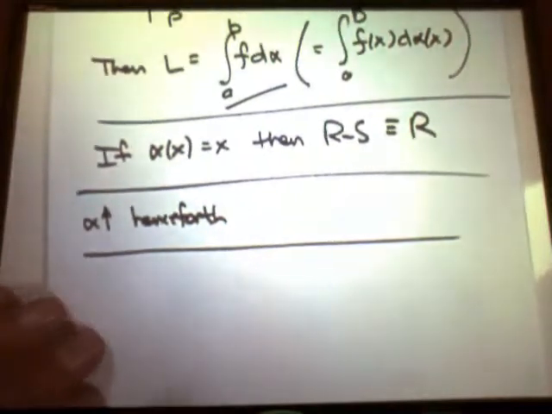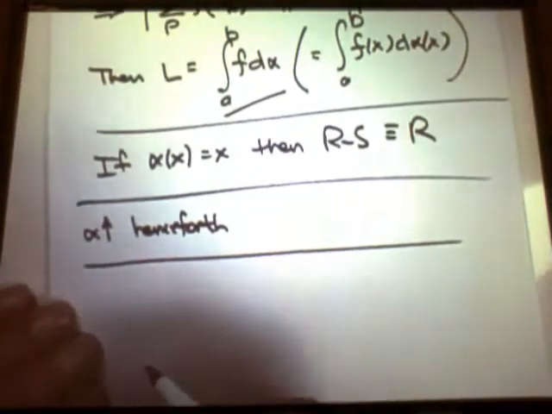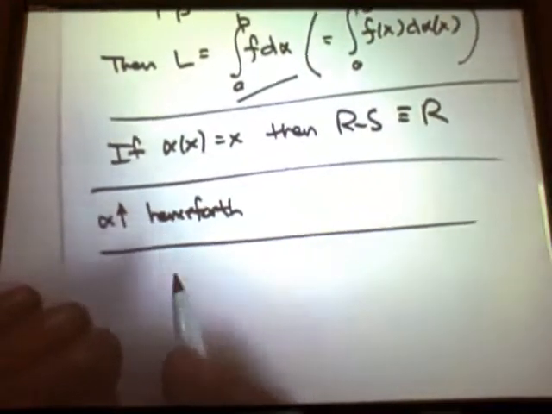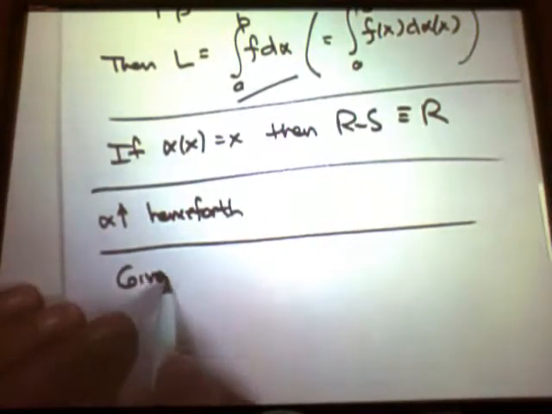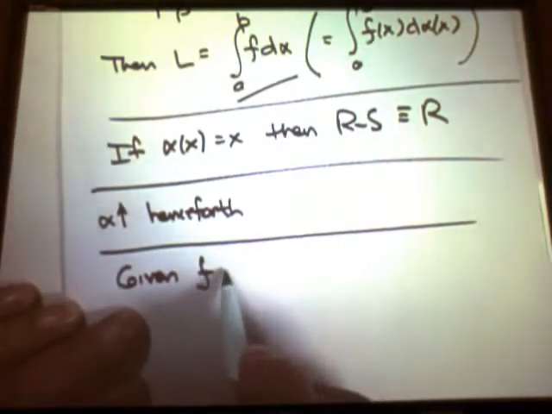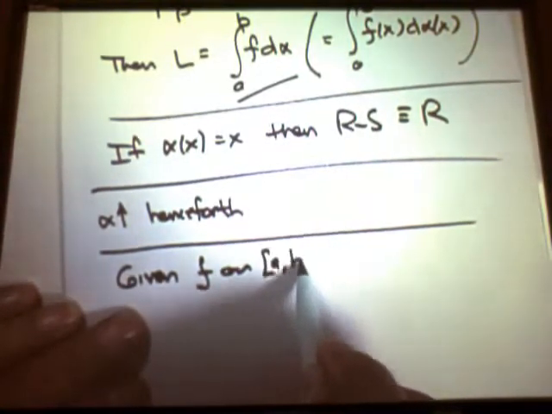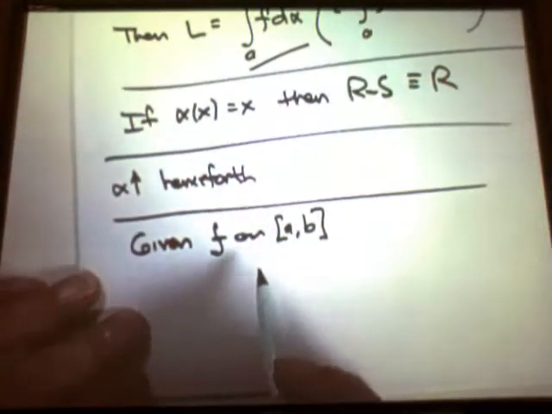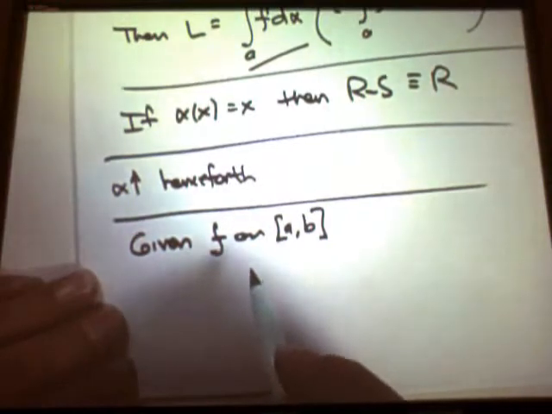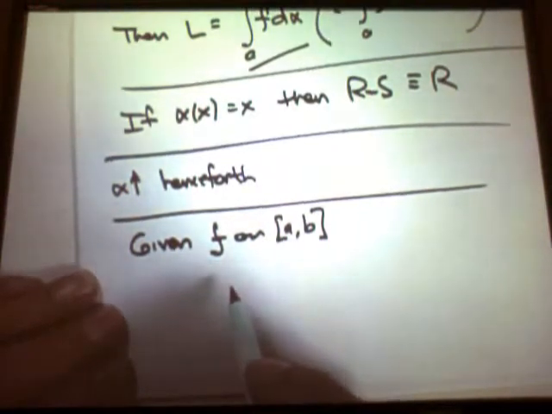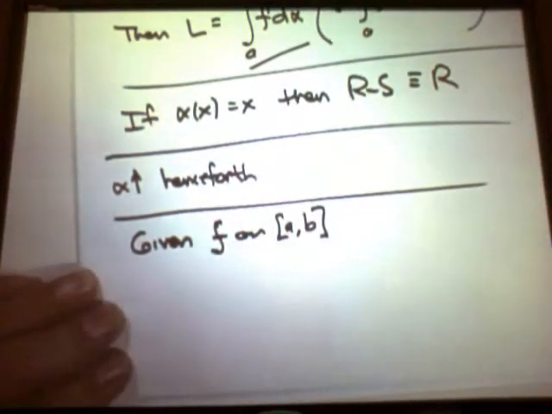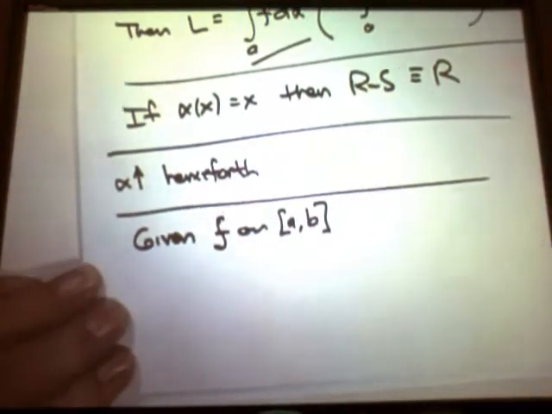We define upper and lower Stieltjes sums as follows. Given f defined on [a, b]. f may or may not be Stieltjes integrable. We're just going to form the sums anyway. And it may be that f is integrable. We don't know. Let's let f be some function that's defined on the closed interval [a, b].